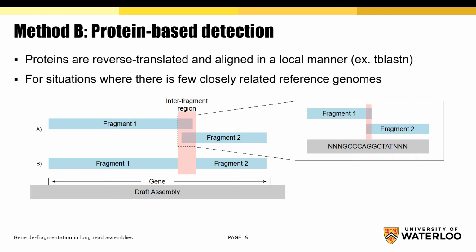Similar to the genome-based method, our second method of detection relies on the local alignment of protein fragments to detect candidate errors. Since this method uses more distant reference information, this method is more intended for situations where there are fewer closely related genomes that could be used, such as, say, less studied organisms in metagenomic studies.